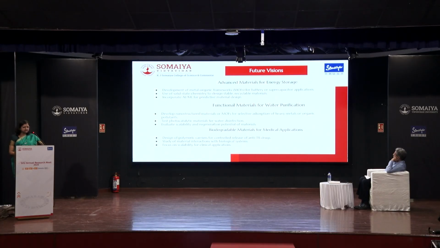So the future vision, which we have just mentioned here, is advanced materials for energy storage, what we look at for collaboration. So development of metal organic frameworks, MOFs, and COPs also, for battery or supercapacitor applications. Use of solid state chemistry to design stable, recyclable material. Functional materials for water purification. I have noted down some points after discussing with the teachers. And biodegradable materials for medical applications.